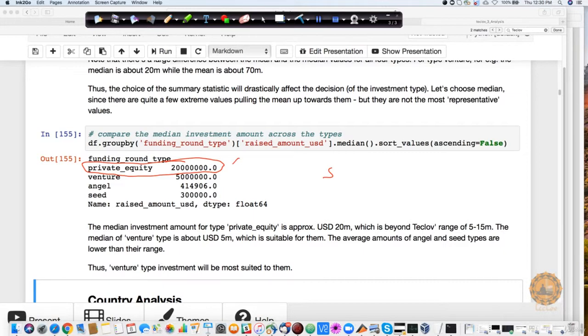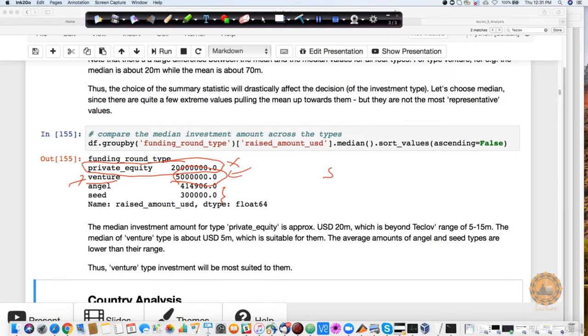So we cannot go with this. This is above our pocket. Now, in the second part, venture is falling in our pocket. Venture is definitely falling in our pocket. But if we look at these two, they are definitely below our pocket, meaning I don't want to look at anything below $5 million. So maybe I will go for venture. That is the way we can choose it.